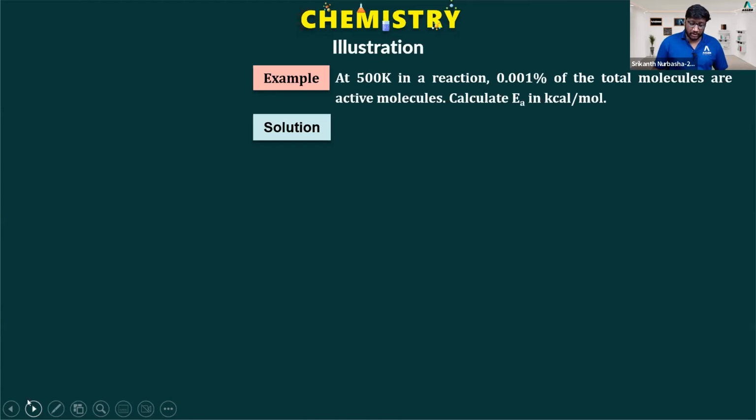Try to solve this problem. At 500 Kelvin in a reaction, 0.001% of the total molecules are active molecules. Calculate the activation energy EA in kilocalorie per mole. The unit has been given as kilocalorie per mole. All of you try to solve this question. I'll be back within a minute.